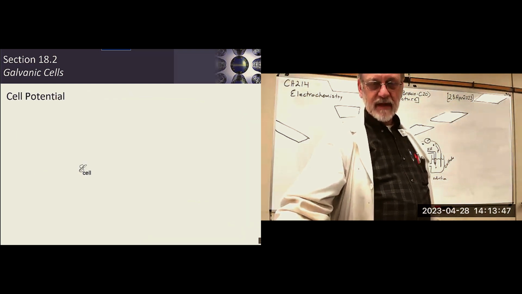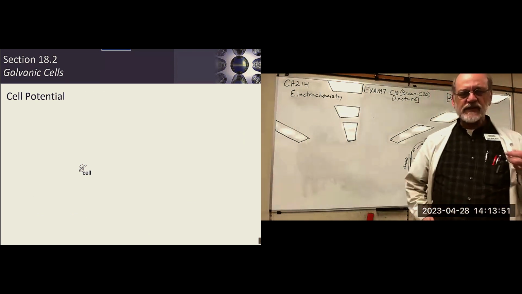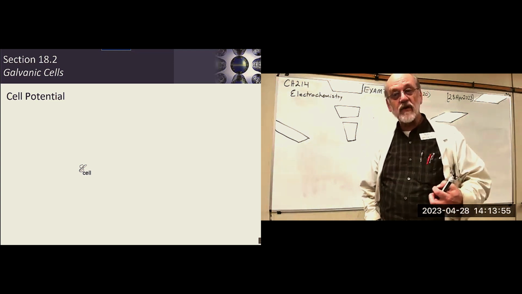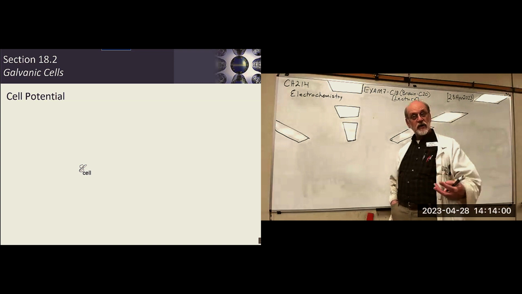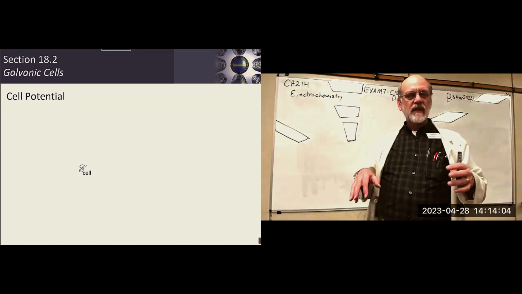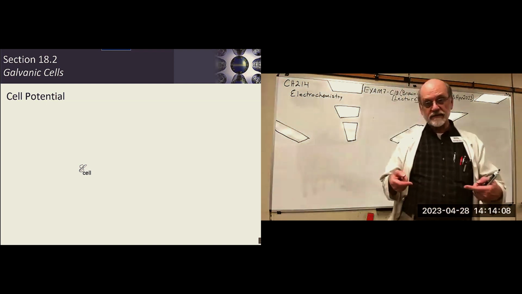All right. So what do we mean by cell potential? That's another way of saying voltage. How much push is there behind those electrons to get them from one side to the other? The higher the voltage, the higher the push. But that's a qualitative expression. We can actually quantify that push.